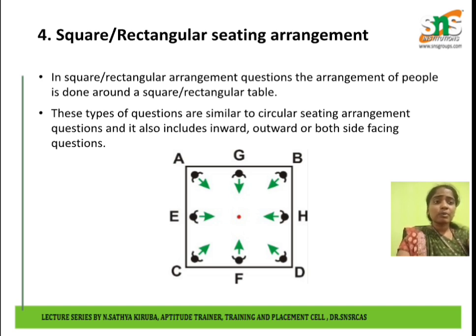So there are four types of seating arrangements, and all four will come in logical reasoning questions: circle, facing center or off center; linear arrangement, that is single row and double row; and also square or rectangular arrangement, which all come under the same topic.